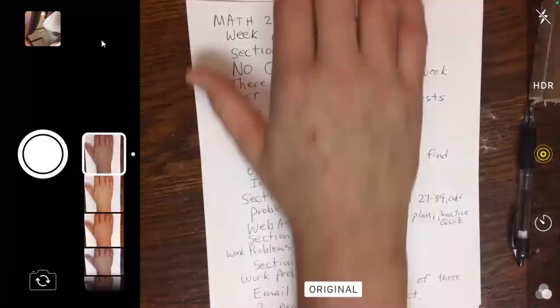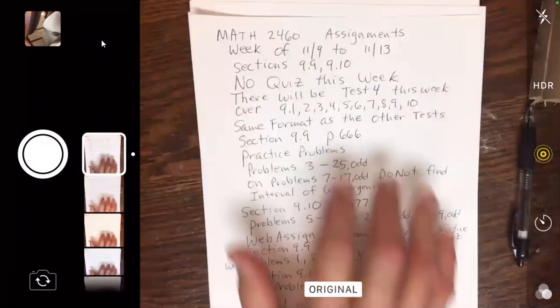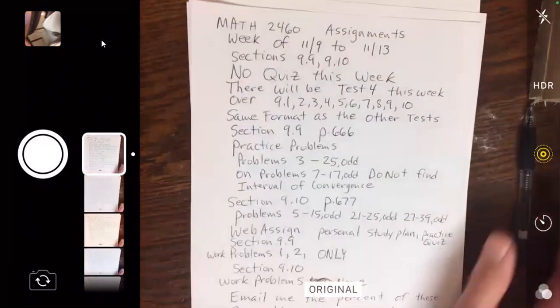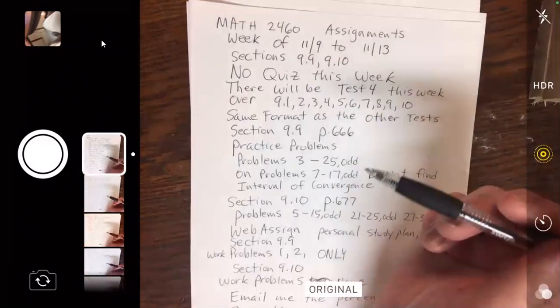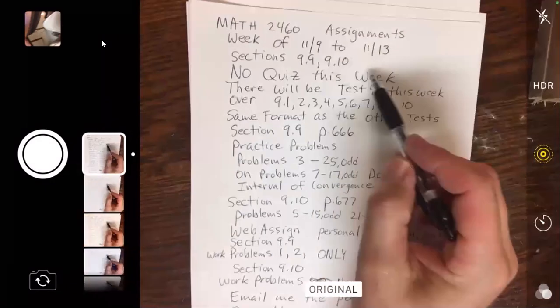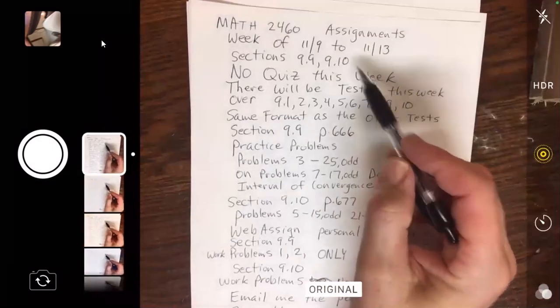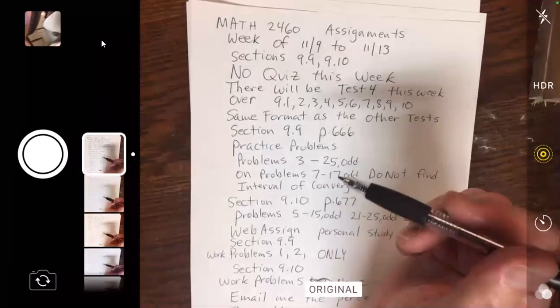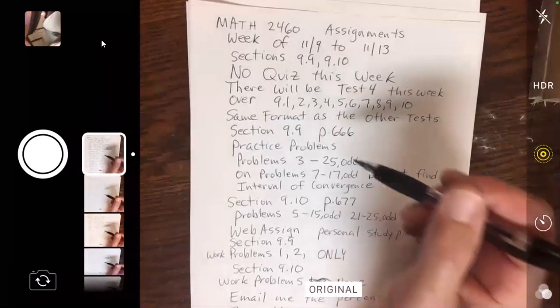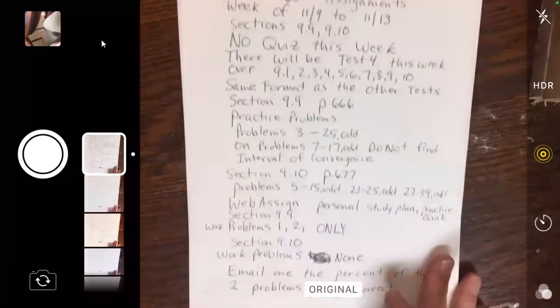Let me walk through the assignments again for this week, and then we'll ask if you got any questions. I'm going to finish chapter 9. I know that breaks your hearts. No quiz this week over 9.9 and 9.10, but we'll have test 4 that'll cover all of chapter 9. I did mail out a review sheet. Same format as the other tests.